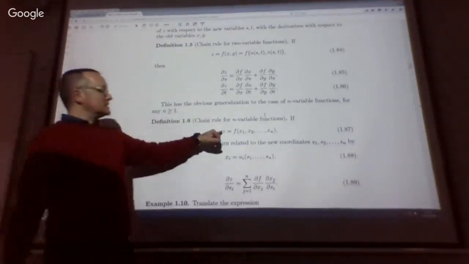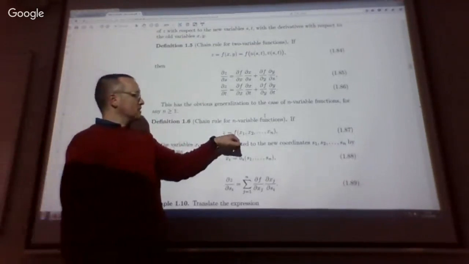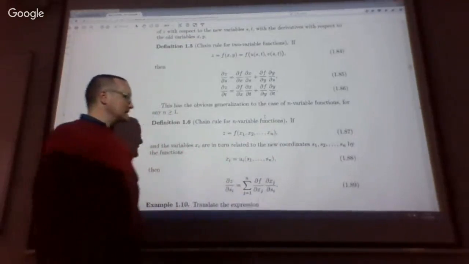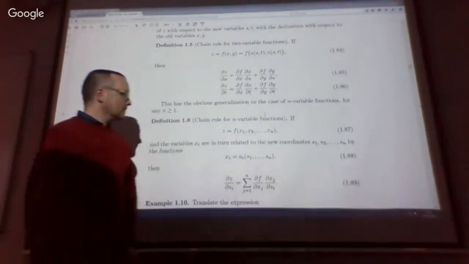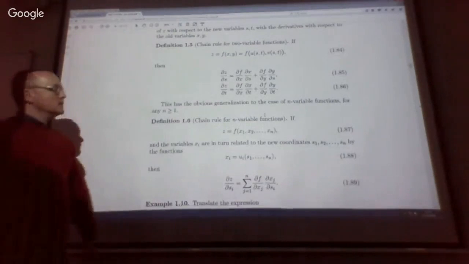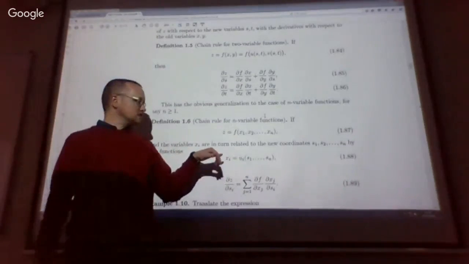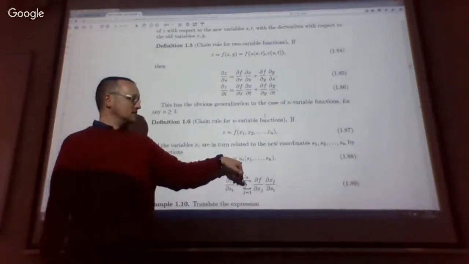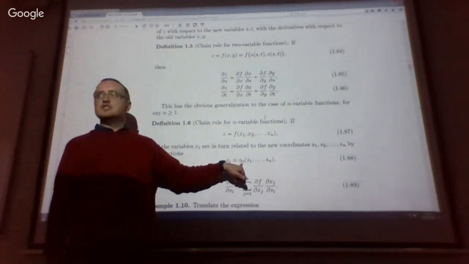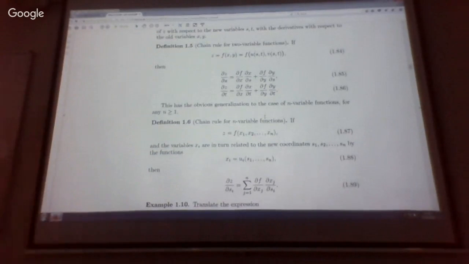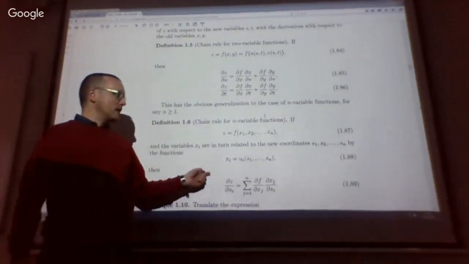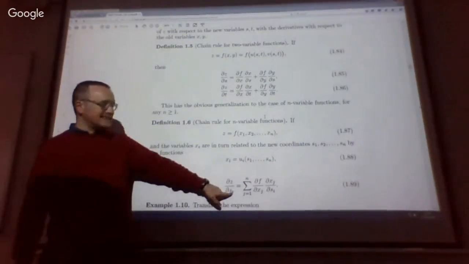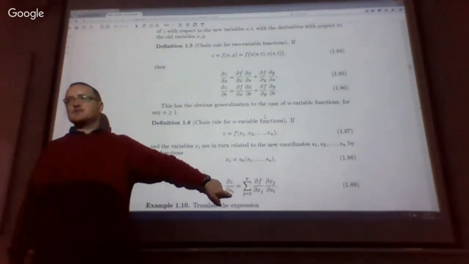So you've got z, as we said before, z is a function of some old variables x1 through xn. We've got a new system of coordinates s1 through sn for the domain. We know the functional relationship that takes you from the new to the old. These are these functions ui. Then the chain rule equations are these n equations. Now these equations are indexed by i. So we have one of these equations for each value of i.